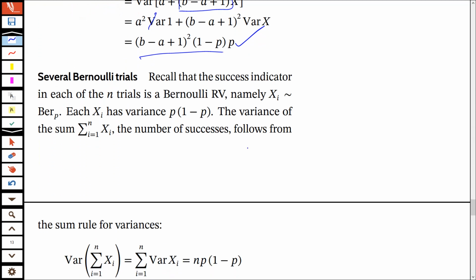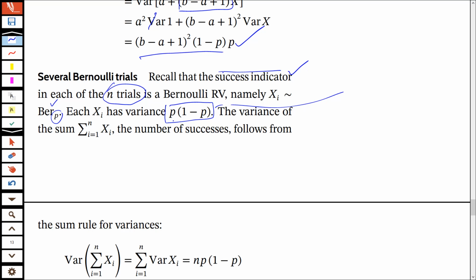Another interesting scenario is when you have several Bernoulli trials. Let's say you have n Bernoulli trials, and the success indicator in each trial is a Bernoulli random variable. So X_i in the ith trial is a Bernoulli random variable, and you know that each of these indicators has mean equal to p and variance equal to p times (1 minus p). We just discovered it in the above example. The success probability times the failure probability is the variance of a Bernoulli random variable with p as its parameter.